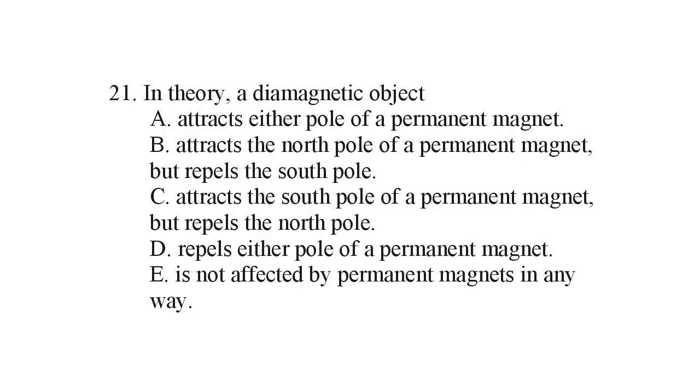Here is an explanation for the answer to final exam question number 21 in Alternative Energy Demystified, 2nd edition. If you have the printed book, you'll find it at the top of page 314. We're talking here about a diamagnetic object. Diamagnetic. Where does that term come from?